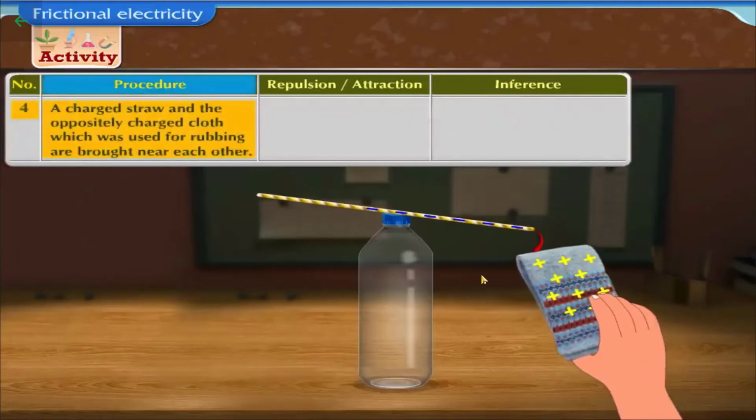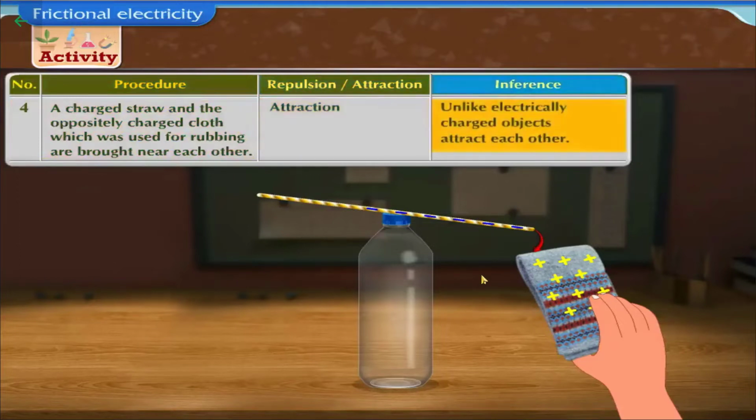When a charged straw and the oppositely charged cloth, which was used for rubbing, are brought near each other, there is attraction between them. Thus, we can say that unlike electrically charged objects attract each other.